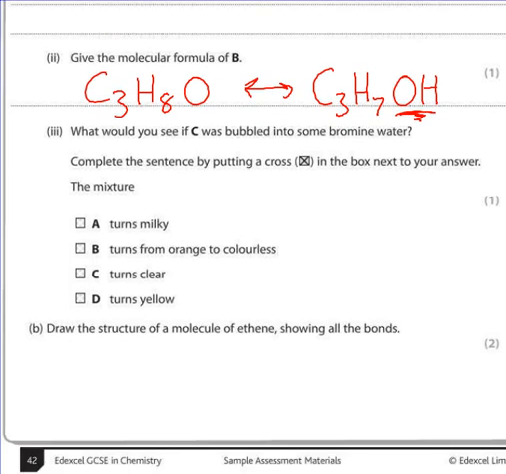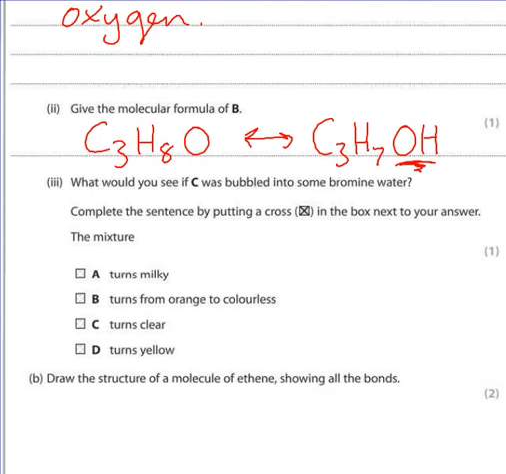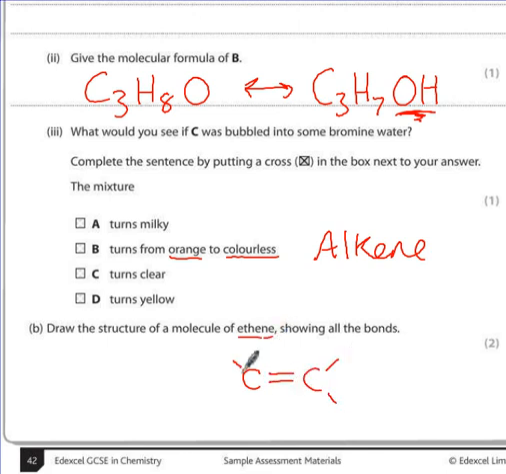What would you see if C was bubbled into some bromine water? Okay, so C has a double bond. There's the carbon-carbon double bond. So it will react with bromine water. Bromine is orange and it will go colourless when it reacts with an alkene. So it was an alkene because it had a double bond. Like here it's asking me to draw the structure of ethene, so double bond. Put my hydrogens on the end, and not time for a quick tutorial really. Let's just crack on. There we go.